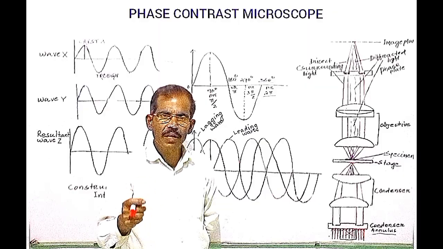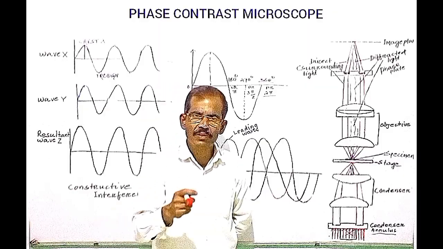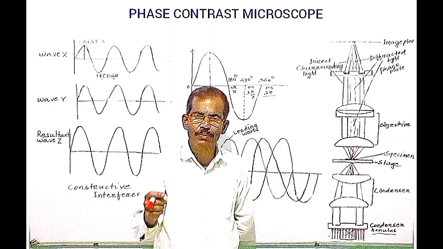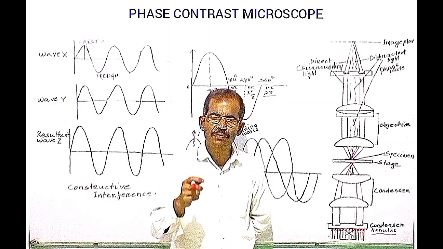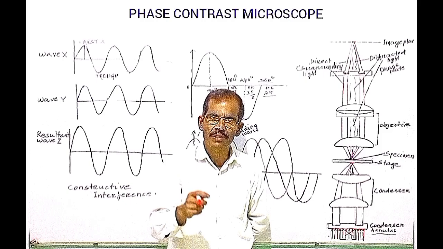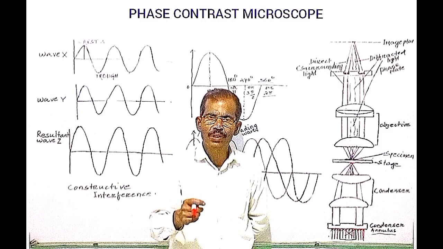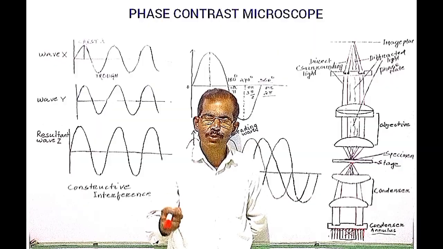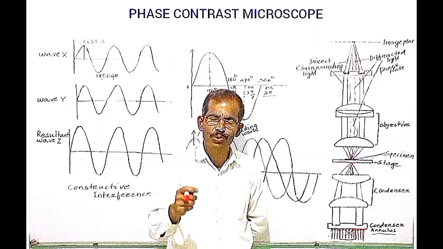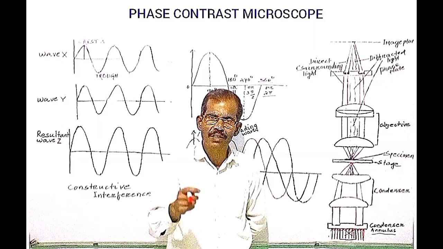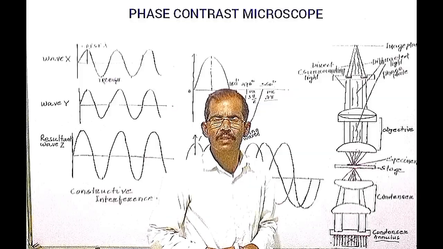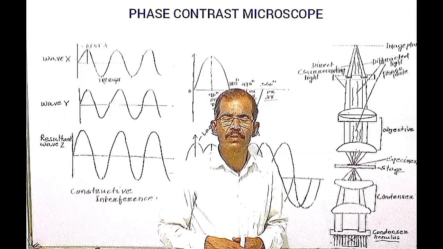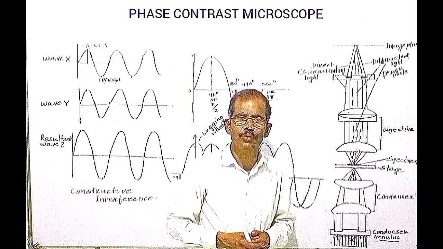So the phase contrast microscope enhances the contrast of transparent and unstained specimens by converting phase shift in light passing through them, which is not detectable by human eyes, into brightness or amplitude change, which is well detected. So friends, this is all about the principle and applications of phase contrast microscope.